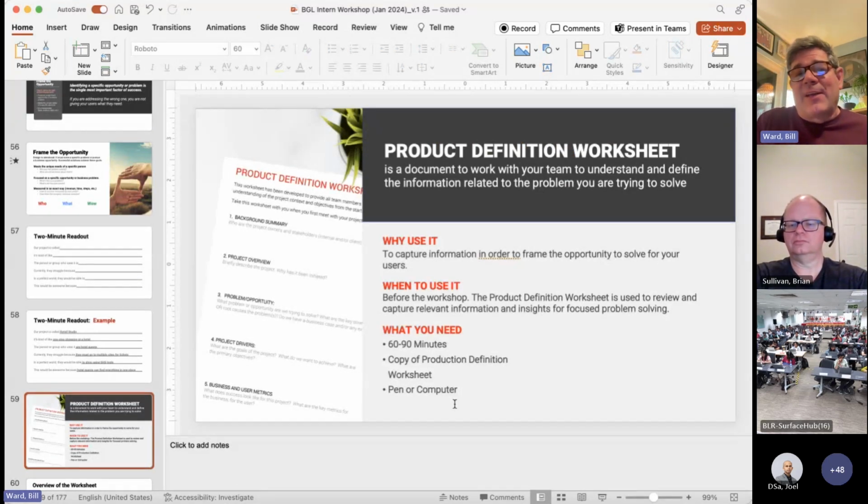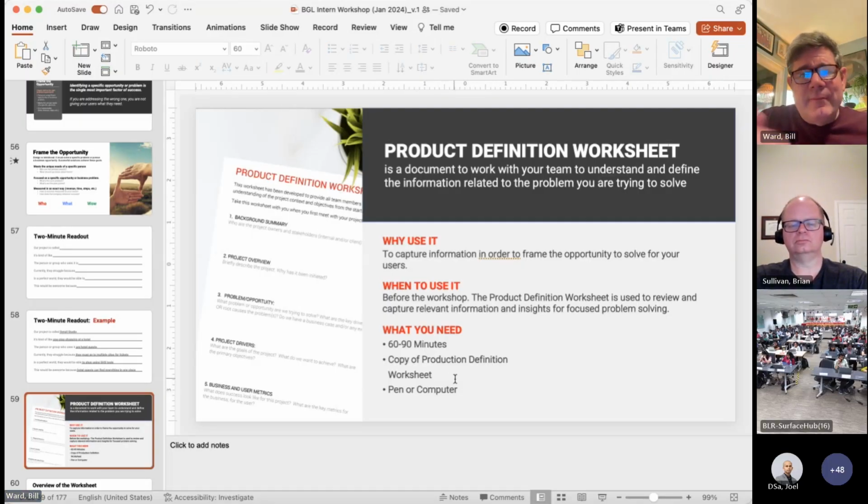We're also going to give you a product definition worksheet, a document to work with your team to understand and define the information related to the problem you're trying to solve. The 2-minute readout is that super quick elevator pitch. The product definition sheet is going into detail. Let's really understand what all the supporting elements are that help us understand the problem we're trying to solve for.